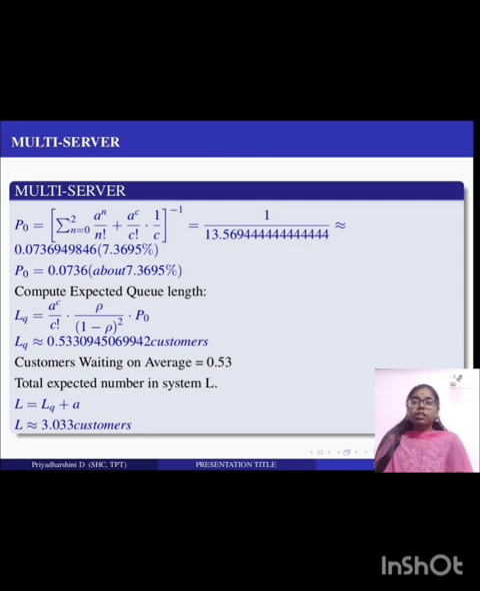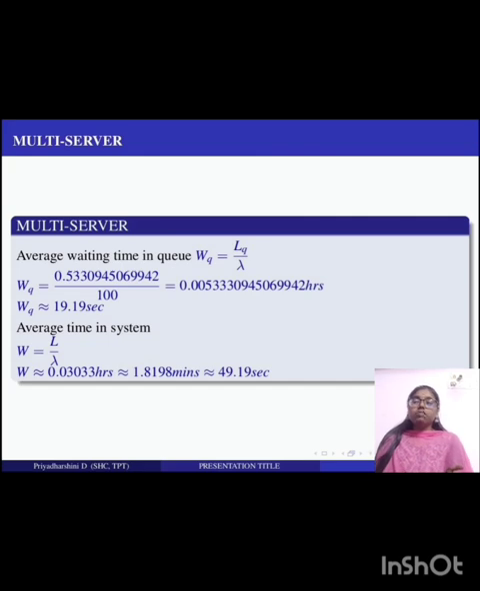So for the average waiting time in queue and average time in system, the formulas are WQ is equal to LQ by lambda and W is equal to L by lambda. We get 0.053 hours, we convert into minutes, 19.19 seconds, and the W value is 49.19 seconds.